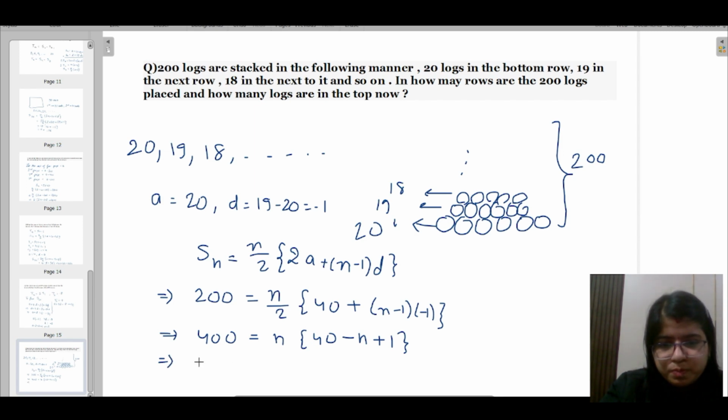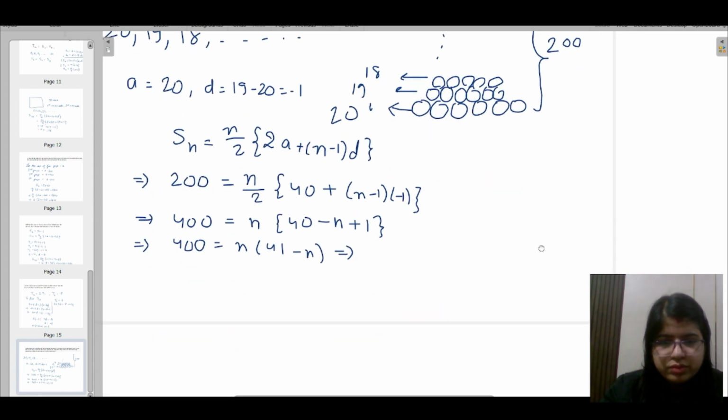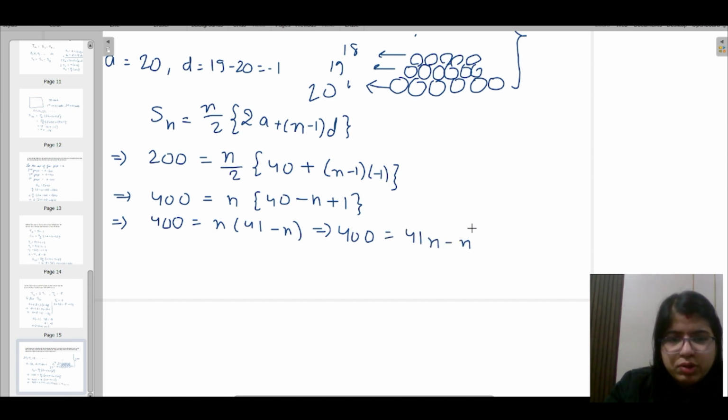So we are having 400 is equal to n into 40 plus 1, which is how much here? 41, minus n. So we are having 41n minus n square. So here we have 400 is equal to 41n minus n square. So we can write n square minus 41n is equal to minus 400.